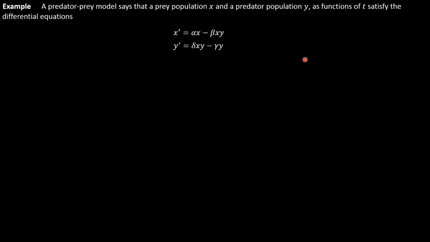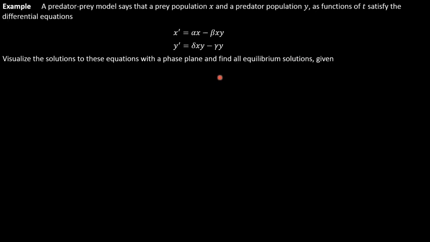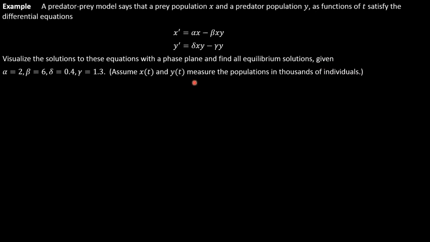With these two equations, we can visualize solutions. We can draw what's called a phase plane, and we can find what are called equilibrium solutions. And we're going to use these values of the constants alpha, beta, delta, and gamma. So now they are fixed numbers as given here. And we're going to assume that x of t and y of t measure populations in thousands, so that it'll make more sense to have decimal answers for things.